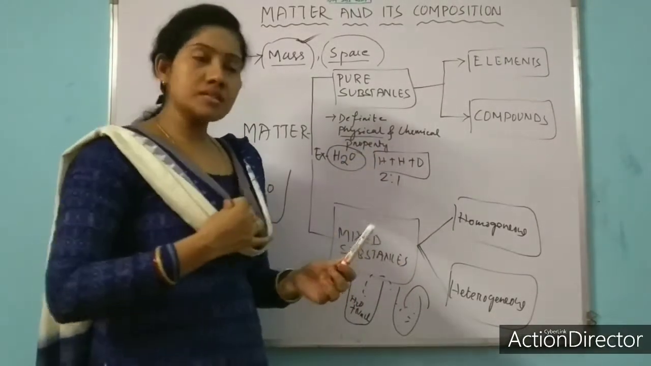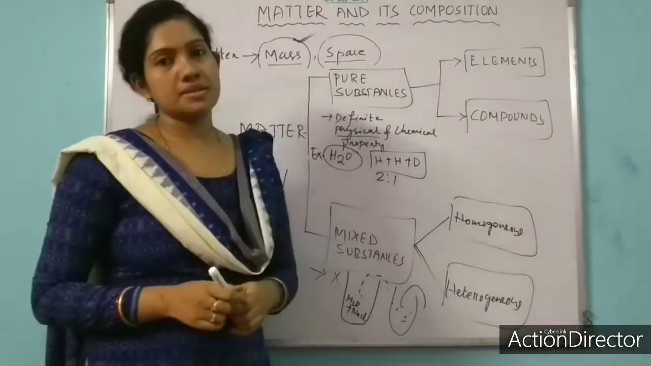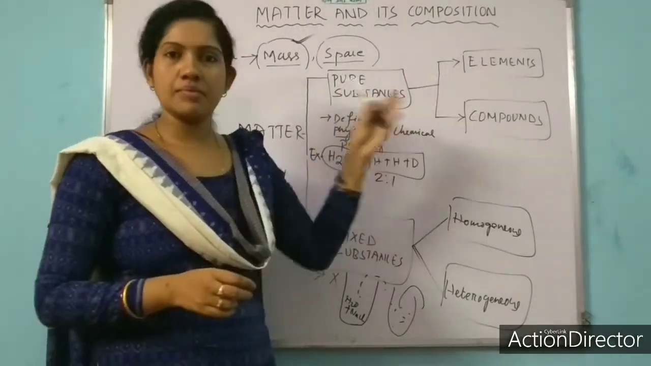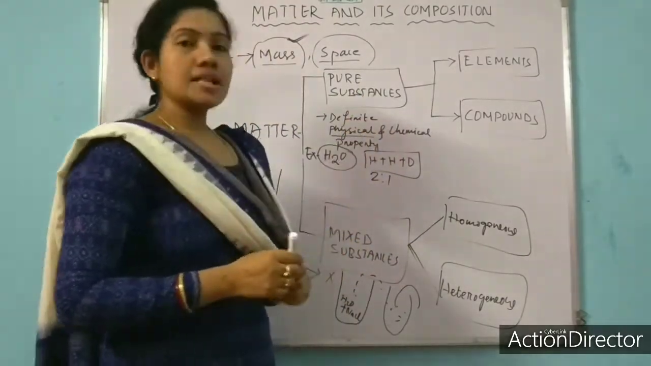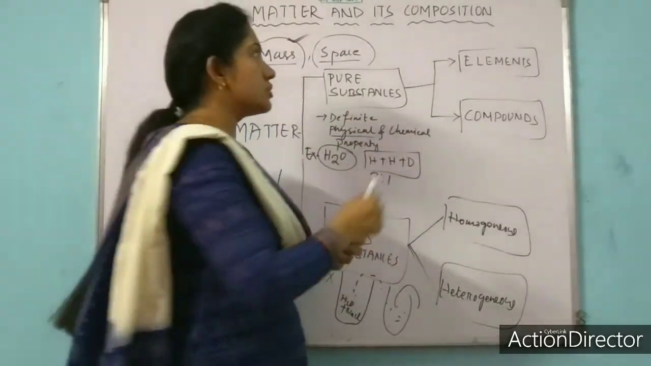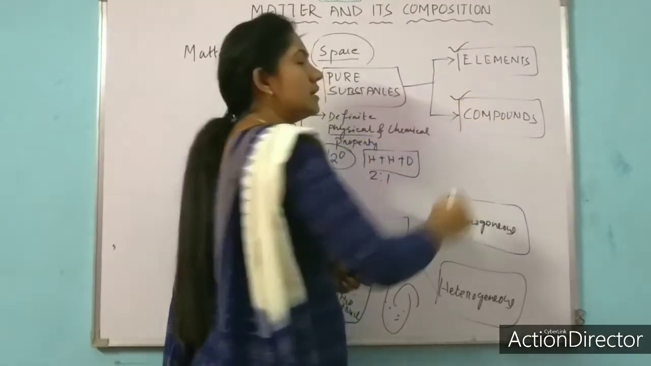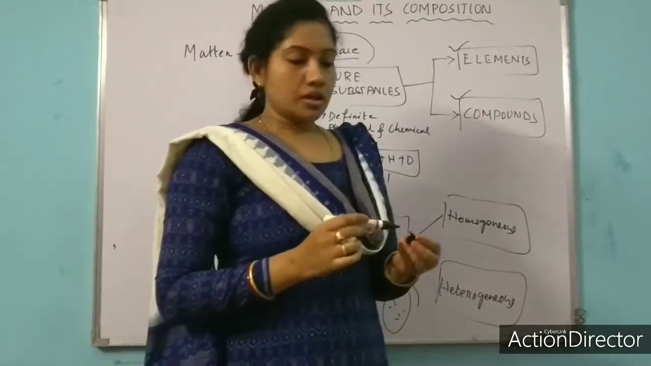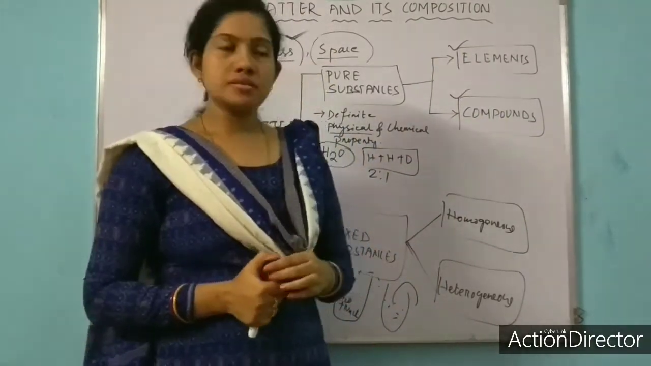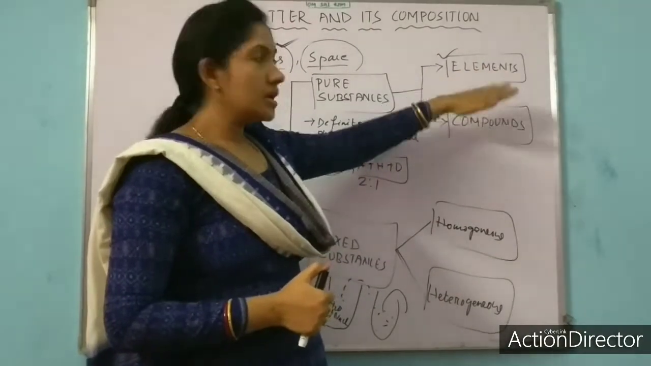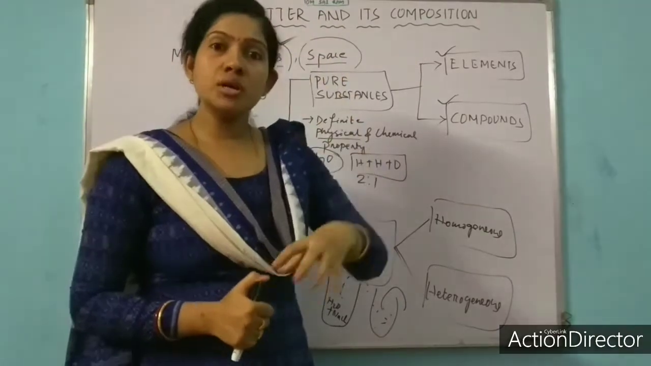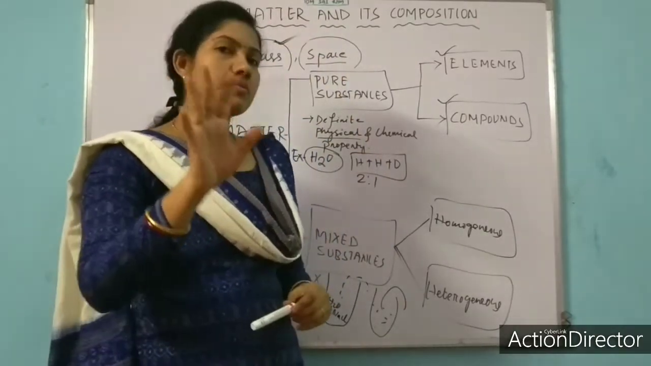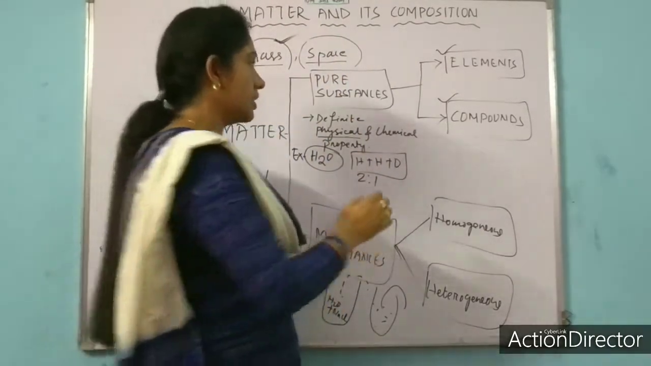Now let's discuss the categories of pure substances. Already these topics are very familiar to you, some more details I am giving. So pure substances can be categorized into elements and compounds. What do you mean by elements? First we will discuss elements and compounds, or we can talk about the constituents of an element. For that I am giving you a very short example.